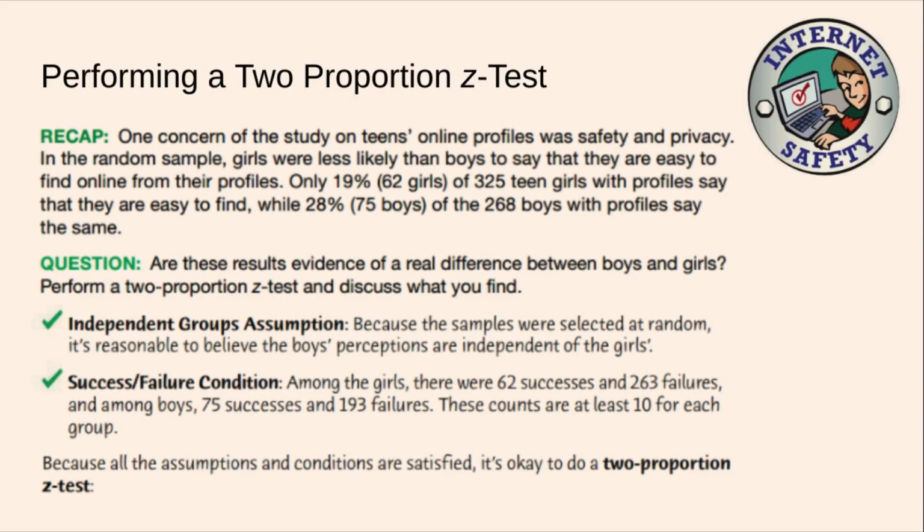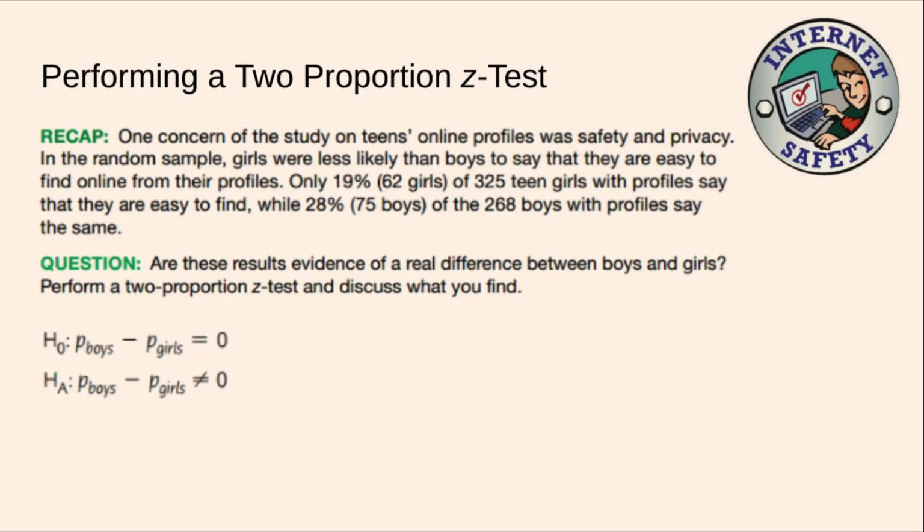All right, success-fail condition. Among the girls, there were 62 successes and 263 fails, and among the boys, 75 successes and 193 fails. These counts are at least 10 for each group, clearly. Because all assumptions and conditions are satisfied, it is okay to do a two-proportion z-test. Let's do it. All right, so here are hypotheses.